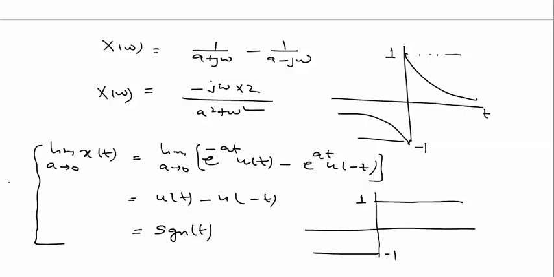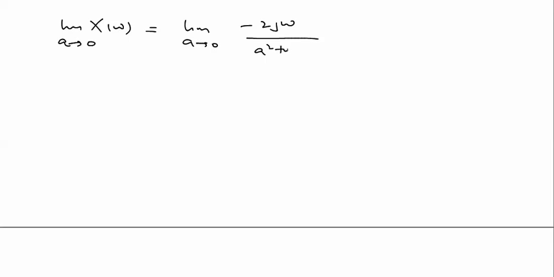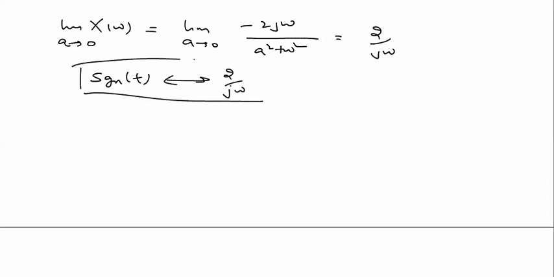This complete work is in the time domain. This limit is also applied in the frequency domain. Limit a tends to 0, minus 2j omega upon a square plus omega square. By putting a equals to 0, I got 2 upon j omega. We have another Fourier transform pair: the signum function is 2 upon j omega.